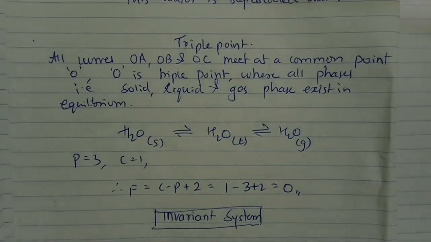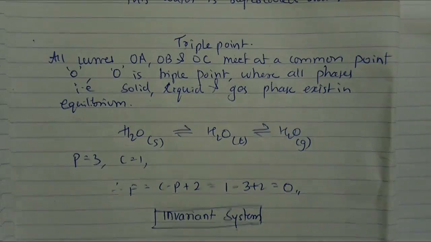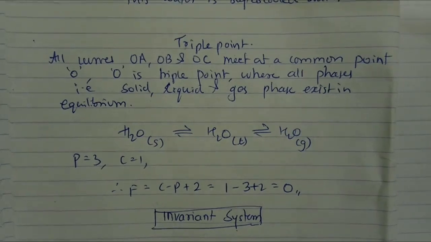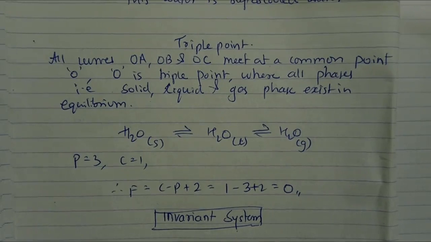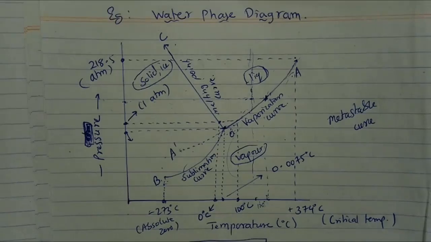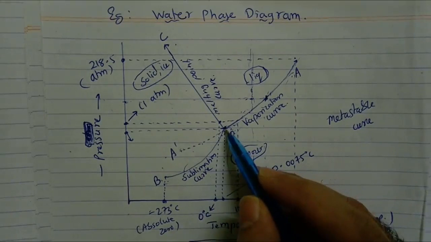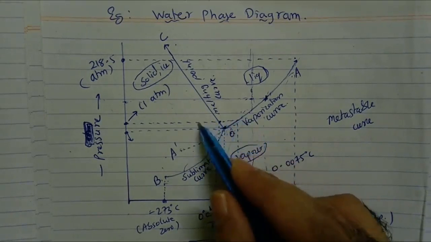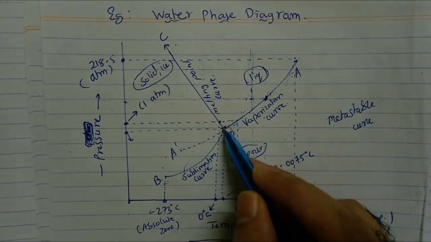This is the triple point, as I already discussed in my previous video. Triple point means all three phases exist together. So solid, liquid and gas, all three phases exist together. So P is equal to 3. Now the number of phases is 3 and the component is 1. So C minus P plus 2 is equal to 1 minus 3 plus 2, which is equal to 0. So it is an invariant system. That means this point is fixed. You cannot change anything here because this point is fixed. This point is O. That means solid, liquid and vapor exist together and this point is fixed.